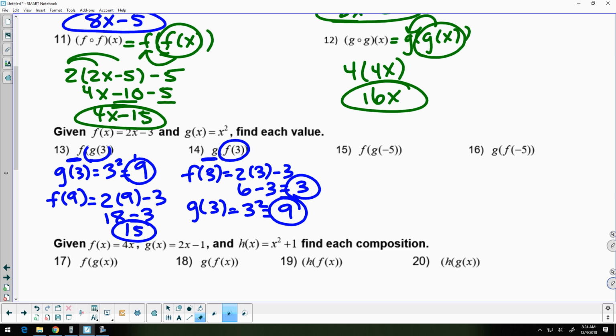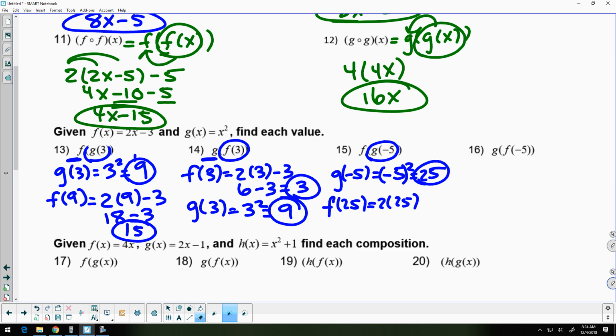Okay, the next one. Start by finding g of negative 5. So g of negative 5 is just negative 5 squared. That's positive 25. And now take that and plug it into f. So we're doing f of 25. That's going to be 2 times 25 minus 3. That's 50 minus 3, and we should get 47 as our final answer.